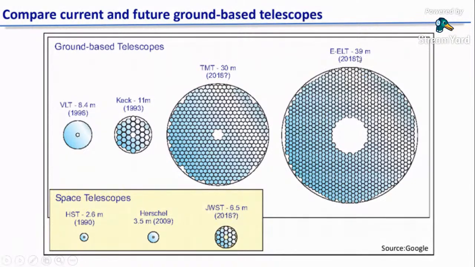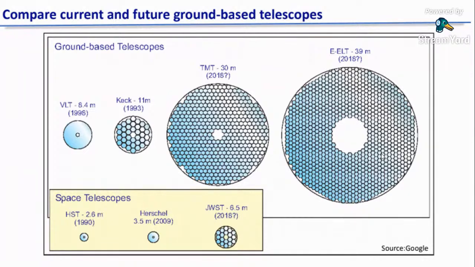And this is the E-ELT, the European Extremely Large Telescope. Sorry, and this will be 39 meters. You can see the evolution. Earlier we had 8.4 meter, then 11 meter, then 30 meter, and now a 39 meter telescope. It will also contain segmented mirrors. Segmented mirrors are used because we cannot take a complete whole 30 to 40 meter primary mirror up on the mountains directly. So we use this segmented mirror technology to make the primary mirror of the telescope.